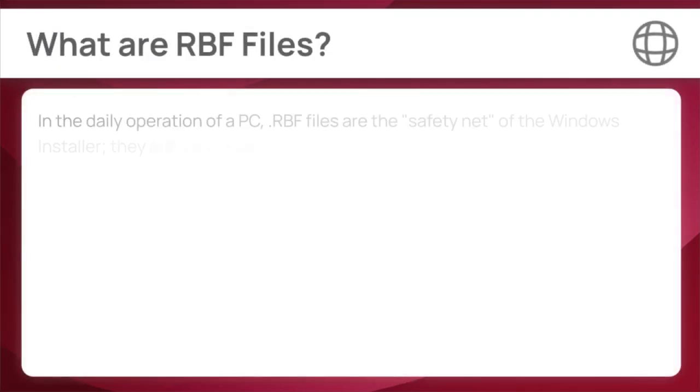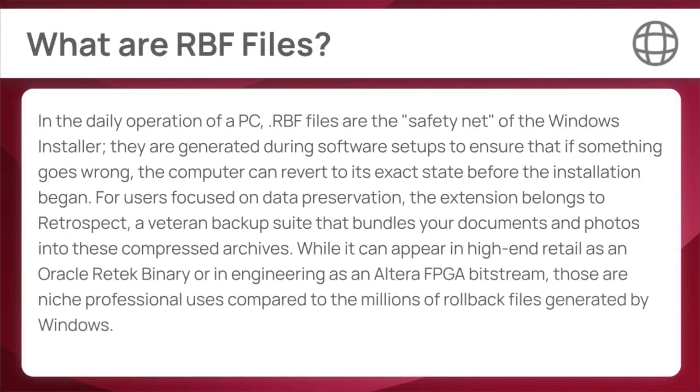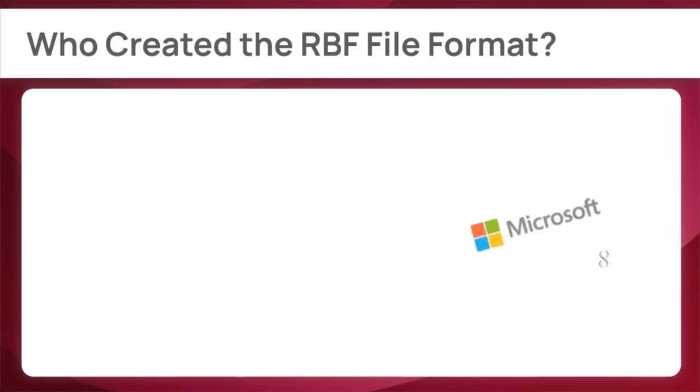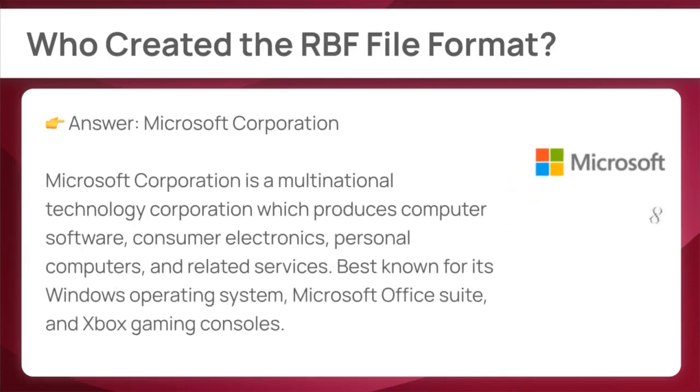In the daily operation of a PC, RBF files are the safety net of the Windows installer. They are generated during software setups to ensure that if something goes wrong, the computer can revert to its exact state before the installation began. For users focused on data preservation, the extension belongs to Retrospect, a veteran backup suite that bundles your documents and photos into these compressed archives. While it can appear in high-end retail as an Oracle Retek binary, or in engineering as an Ultra FPGA bitstream, those are niche professional uses compared to the millions of rollback files generated by Windows.